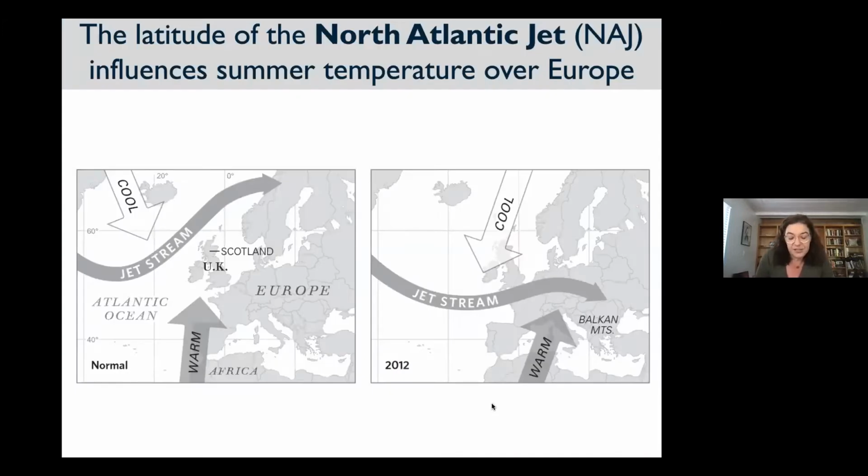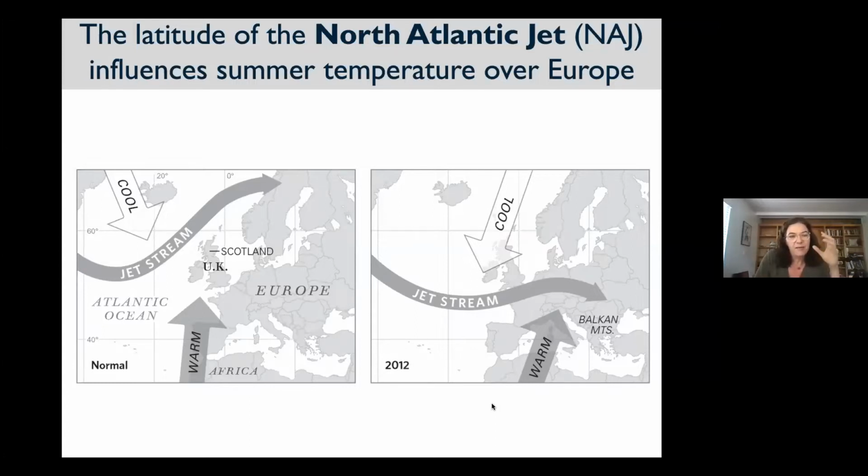And it turns out it's the position of the jet stream. So in summer, in normal conditions on the left, the jet stream is located on average just north of the British Isles. And you can think of, you're all climatologists, you know about the jet stream. These are the winds at high elevation, just under the tropopause, that blow in an eastward direction around, in this case, the northern hemisphere.